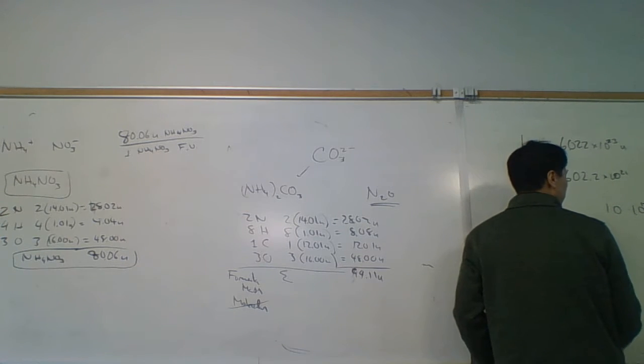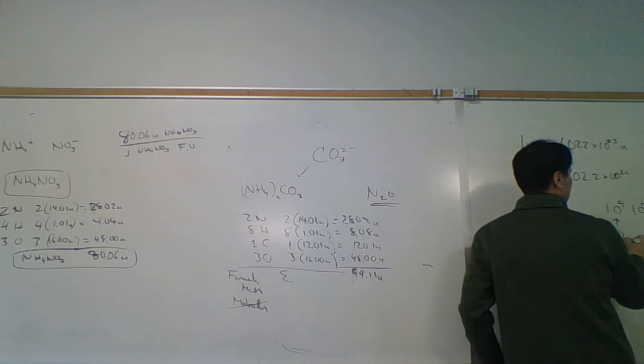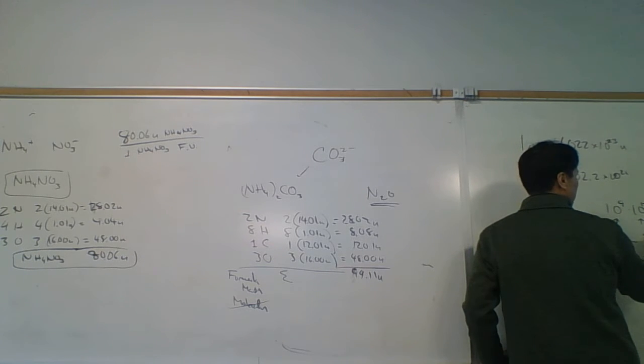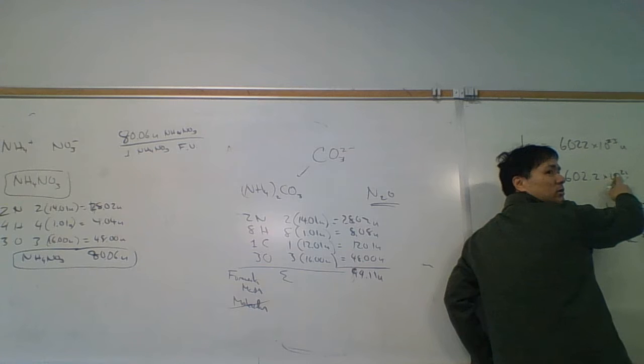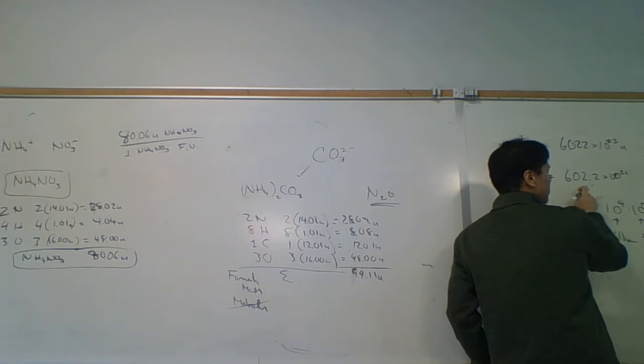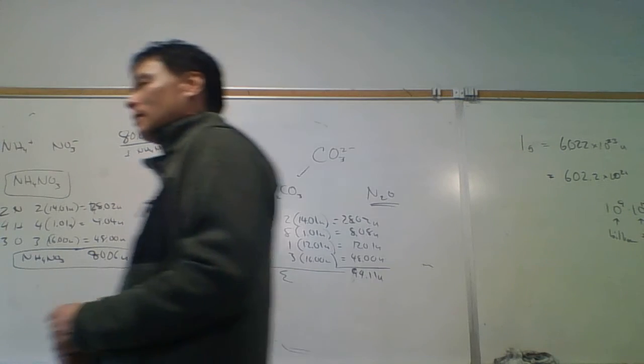We need 9. And so 10 to the 9th is a billion. 10 to the 12th is a trillion. So 10 to the 9th times 10 to the 12th gives us 10 to the 21st, correct? And so this would be 602 billion trillion U in 1 gram.